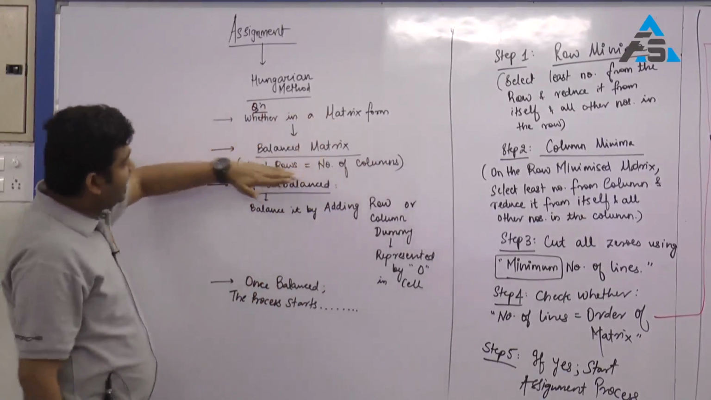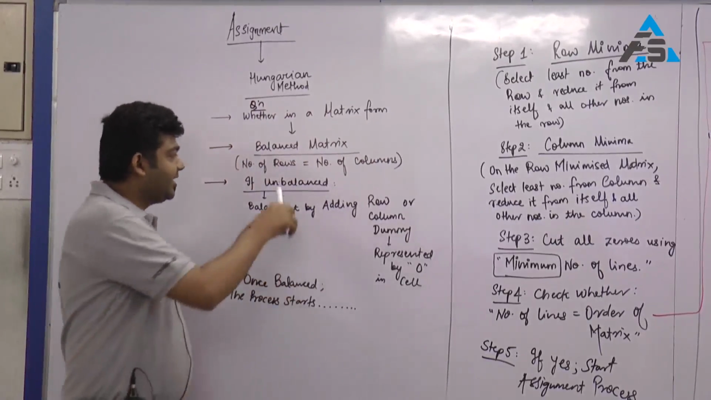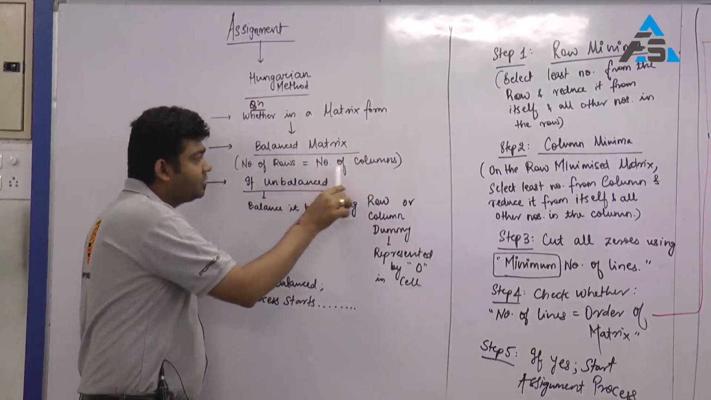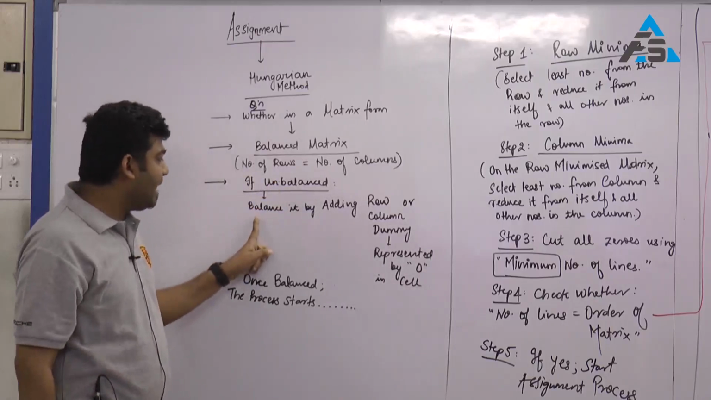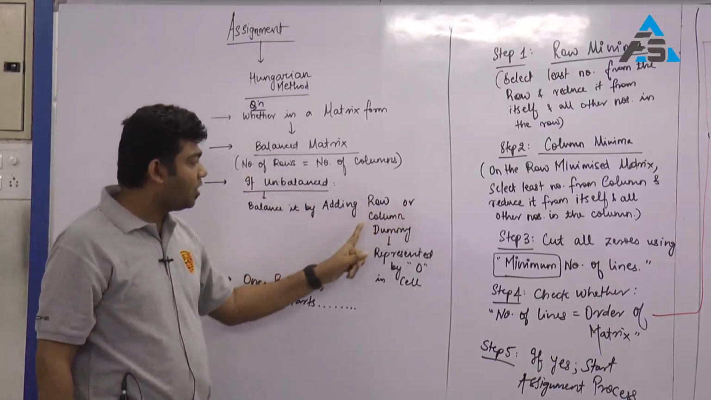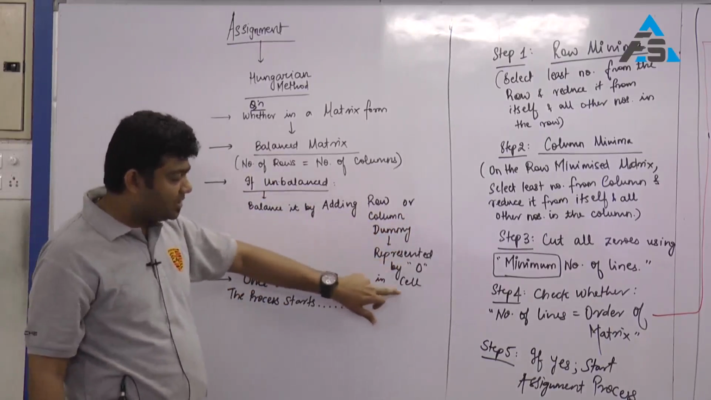Done? Then I check whether it is a balanced matrix. Balanced matrix, sir, what is balanced matrix? Number of rows should be equal to number of columns. If it is unbalanced, then we have to balance it by adding row or column, a dummy row or column which is represented by 0 in the cell.